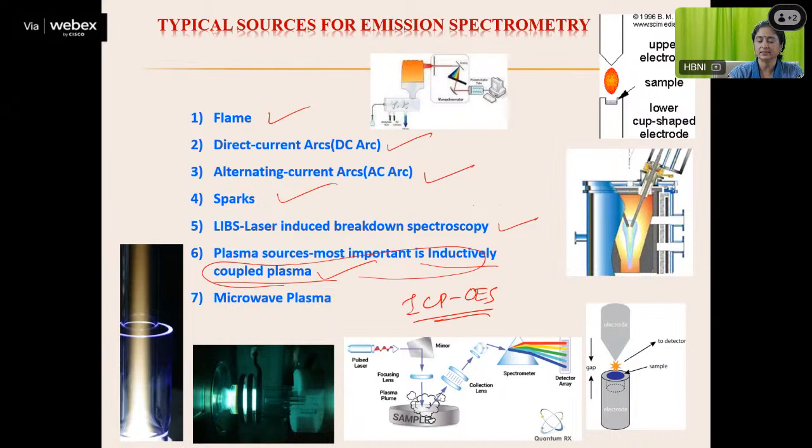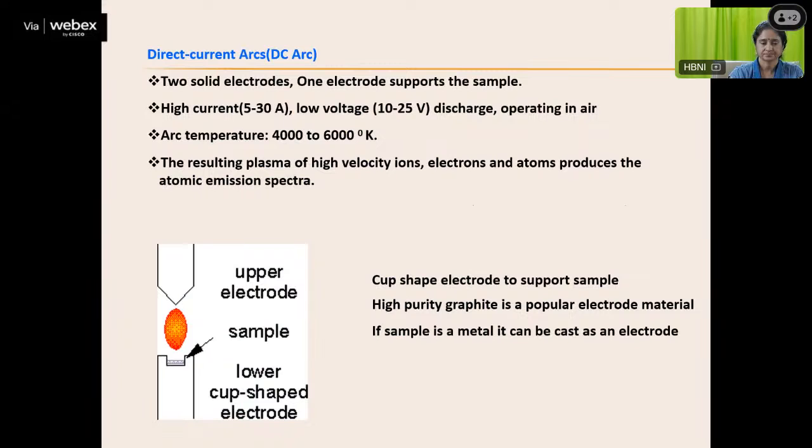Now here I have given some pictures. You can have a look. This is the flame. This is the direct current plasma. This is the alternating current plasma. This is the spark source. This is the LIBS. This is the plasma source, and this is the microwave plasma. So just have a look. Now what are these? Let us see one by one.